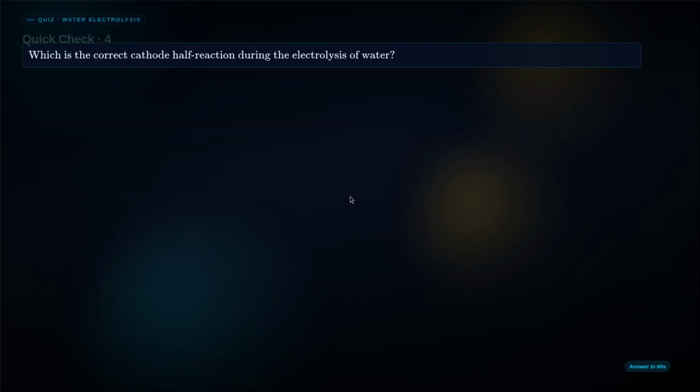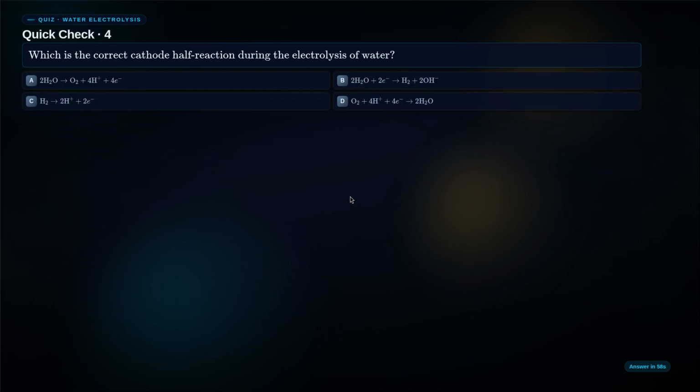Quiz question 4. Which is the correct cathode half reaction during the electrolysis of water? Option A. 2H2O yields O2 plus 4H+ plus 4 electrons. Option B. 2H2O plus 2 electrons yields H2 plus 2OH minus.